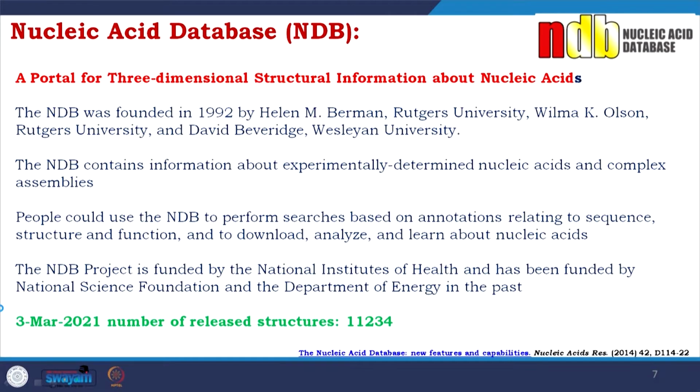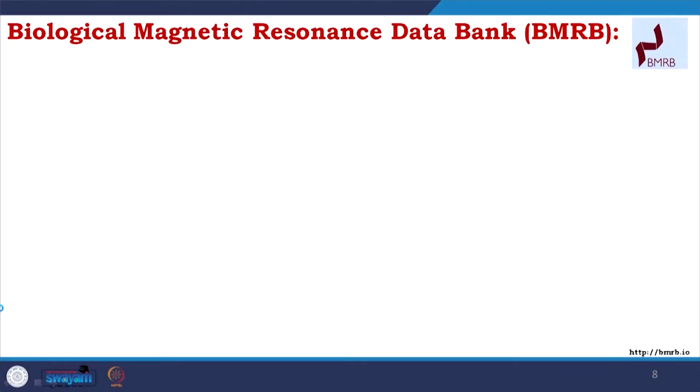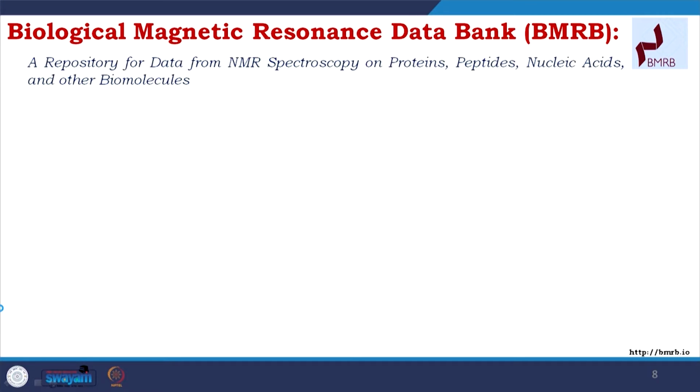So, interested people could go through and know more about the Biological Magnetic Resonance Data Bank or BMRB, a repository for data from NMR spectroscopy on proteins, peptides, nucleic acids and other biomolecules. So, as now it is known to us, there are 3 different techniques: X-ray crystallography, NMR and cryo-EM. So, PDB, as it is now understood by you, but I will go to history and talk about it in detail.